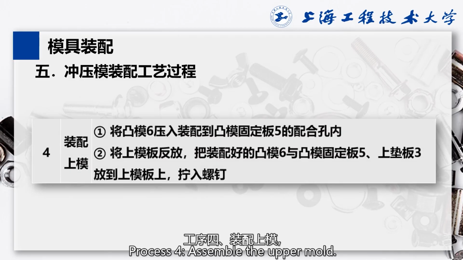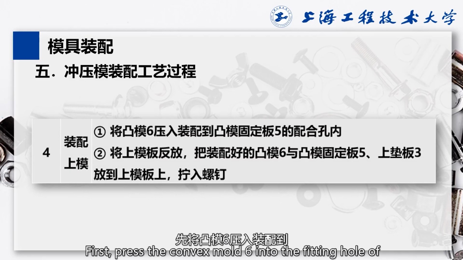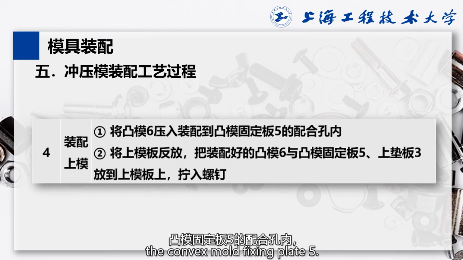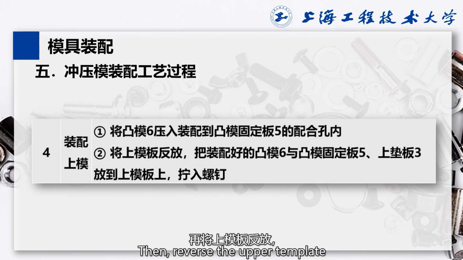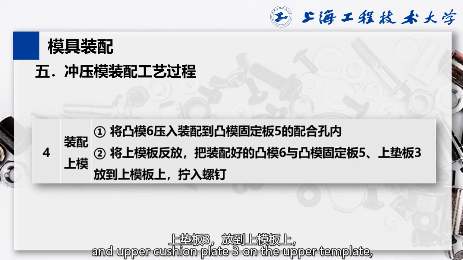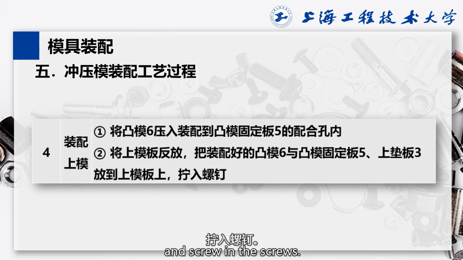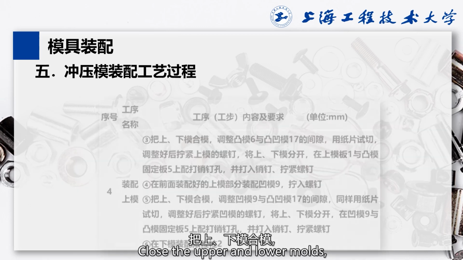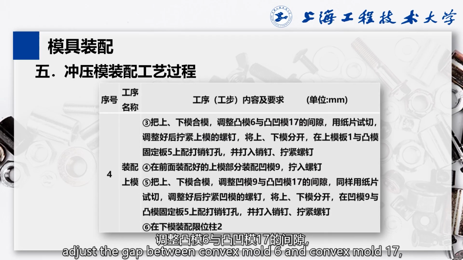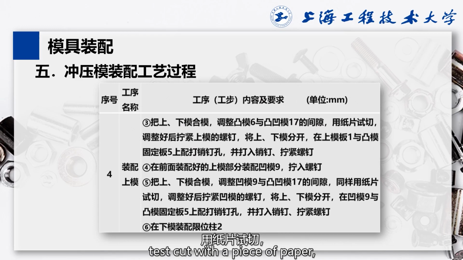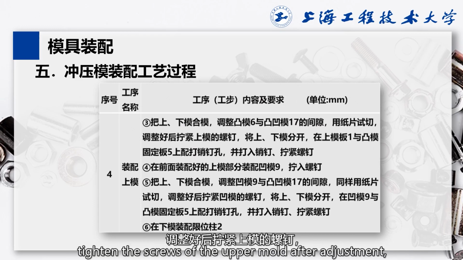Process 4. Assemble the upper mold. First, press the convex mold 6 into the fitting hole of the convex mold fixing plate 5. Then, reverse the upper template and place the assembled convex mold 6, convex mold fixing plate 5, and upper backing plate 3 on the upper template and screw in the screws. Close the upper and lower molds. Adjust the gap between convex mold 6 and convex mold 17. Test cut with a piece of paper. Tighten the screws of the upper mold after adjustment.